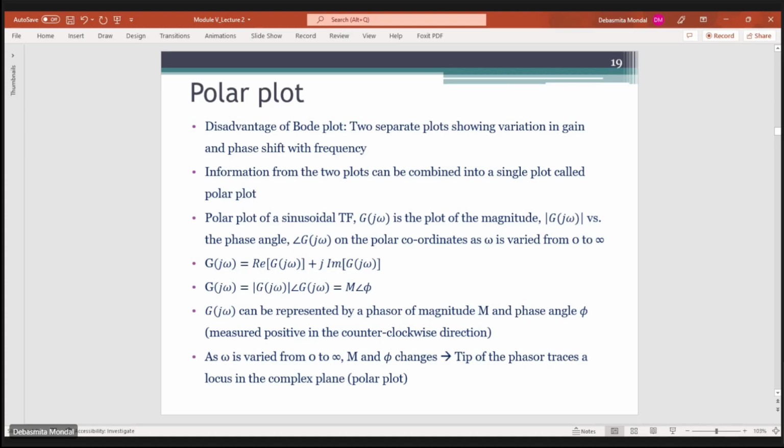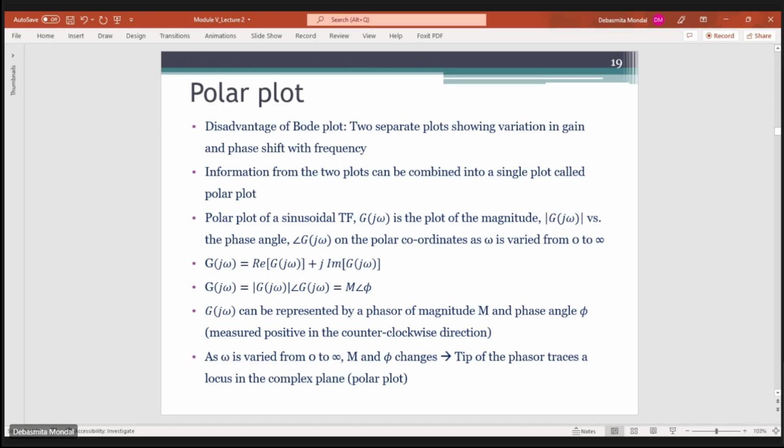So next we'll talk about another type of plot or another type of representation of the frequency response of a system, which is known as a polar plot. So basically, what is a polar plot?